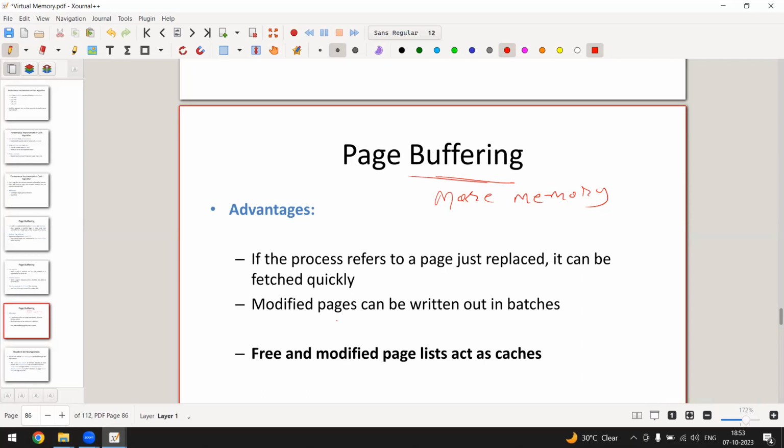It's the same meaning of buffering as when you watch a YouTube video. Already some portion of the video is pre-downloaded, so when you require it later on, you can directly get it. Otherwise, you have to keep waiting till the video is loaded. The same concept comes in page buffering.